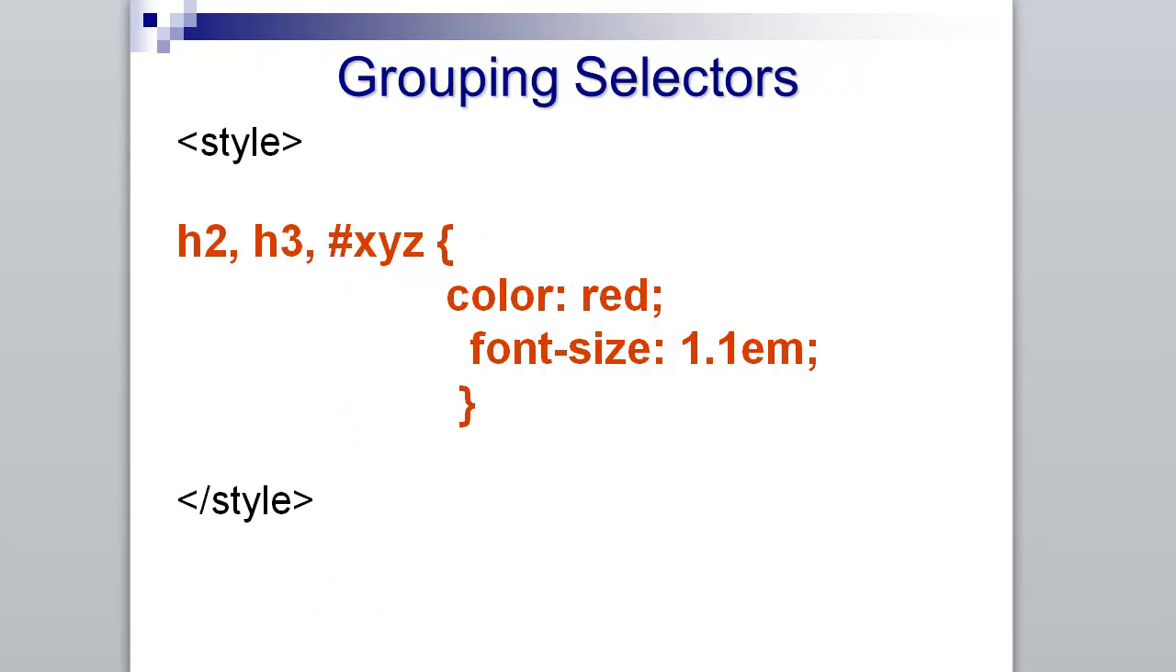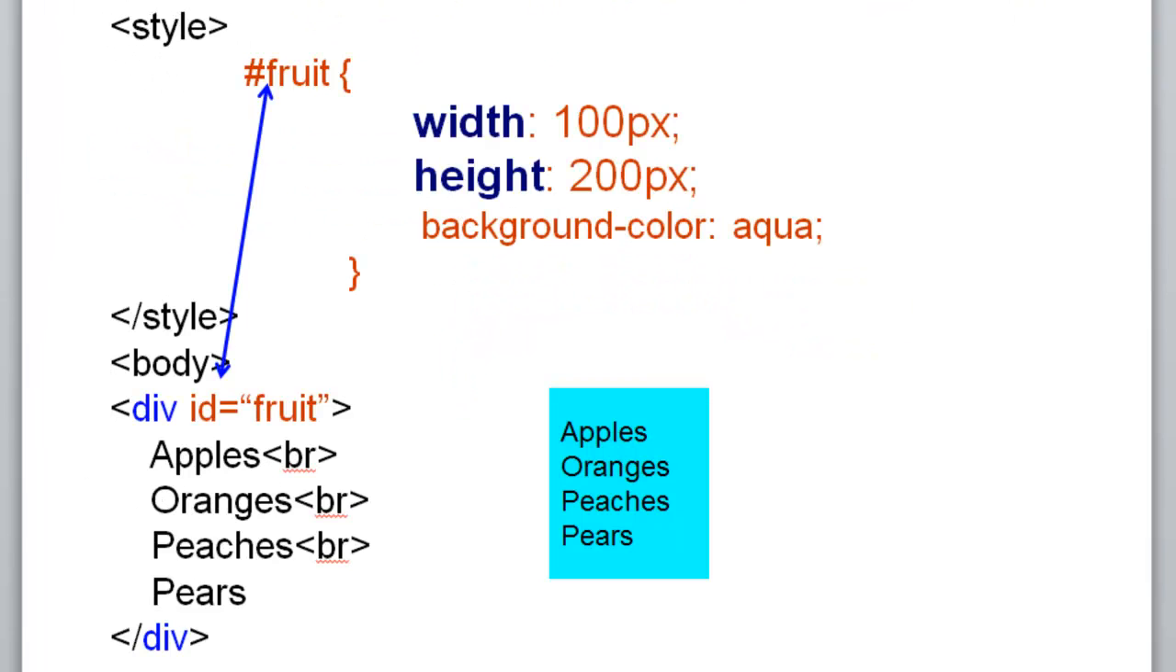We can also group selectors. And when we group the selector, they are separated by the comma. We can not only apply the styles to multiple elements, but also to multiple IDs. If we think about our Sunny Acres fixed width, how that was done was by setting a width property.